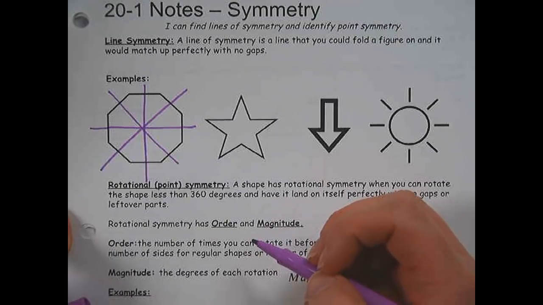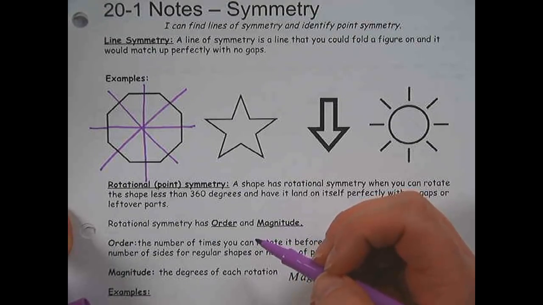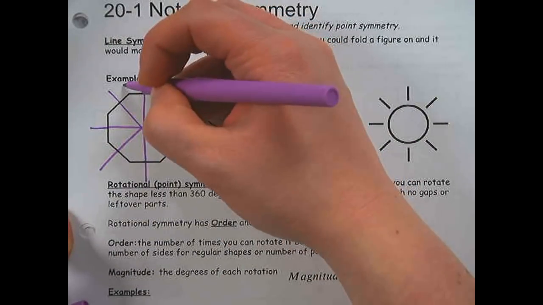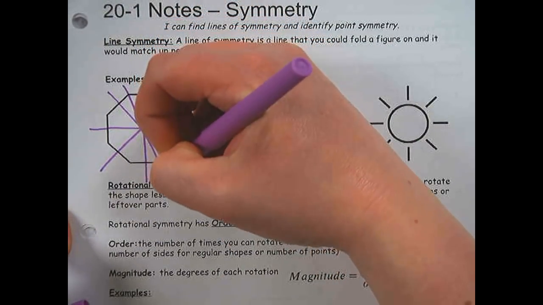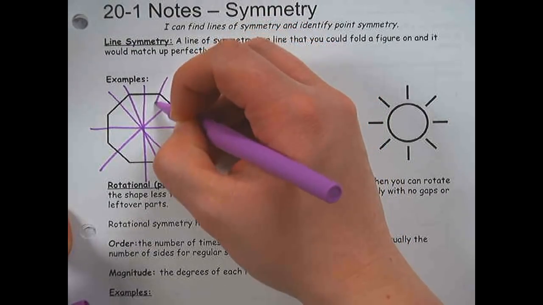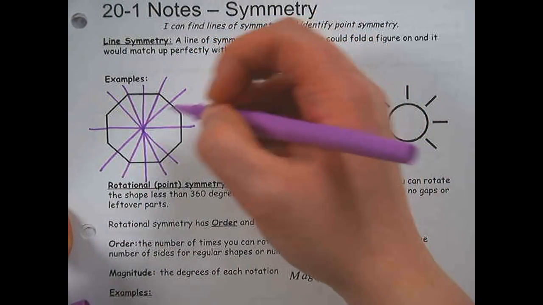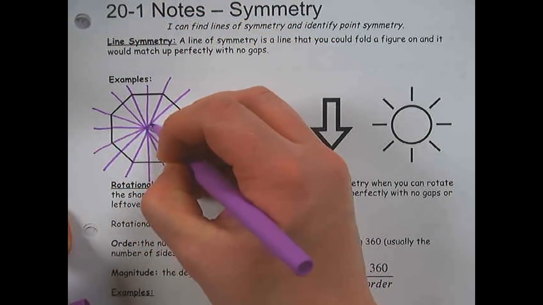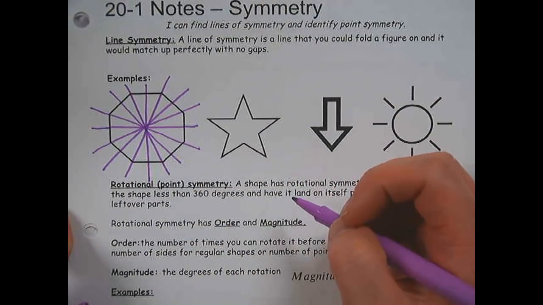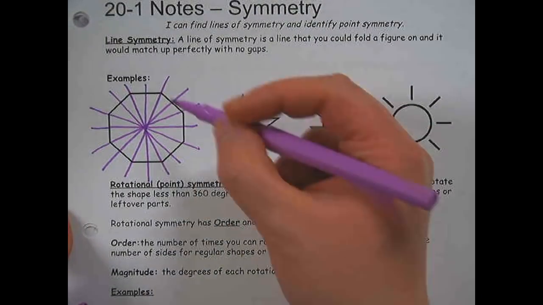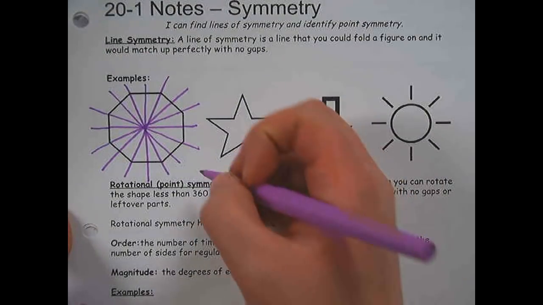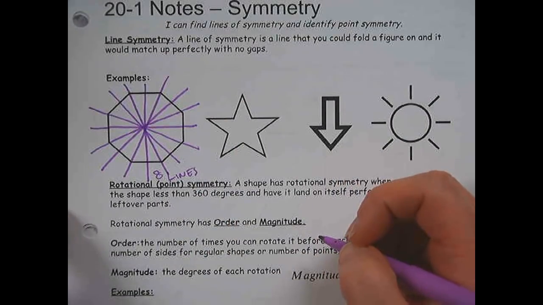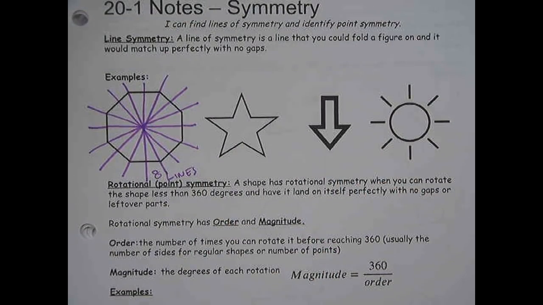But there are actually more lines of symmetry than that on an octagon. Notice how it's got these points evenly spaced, so we can go from point to point as well. I can do that through each set of points that are across from each other. So on an octagon, we end up with 8 lines of symmetry. You can count them if you would like. There are 8 lines.